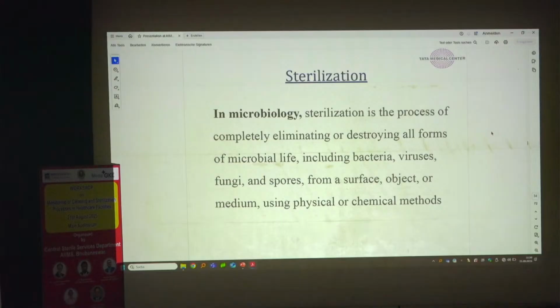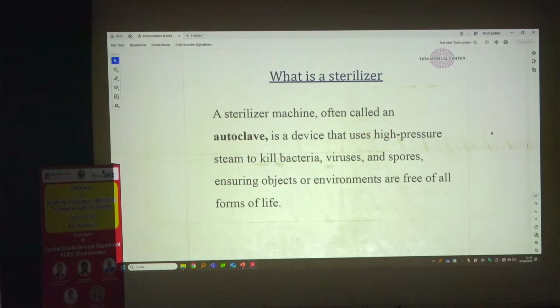Sterilization. In microbiology, sterilization is the process of completely eliminating or destroying vegetative and pathogenic microorganisms, including bacteria, viruses, fungi and spores, from a surface, object or medium using physical or chemical methods. What is a sterilizer? A sterilizer is a machine, often called an autoclave. It is a device that uses high-pressure steam to kill bacteria, viruses and spores, ensuring objects or environments are free from life.